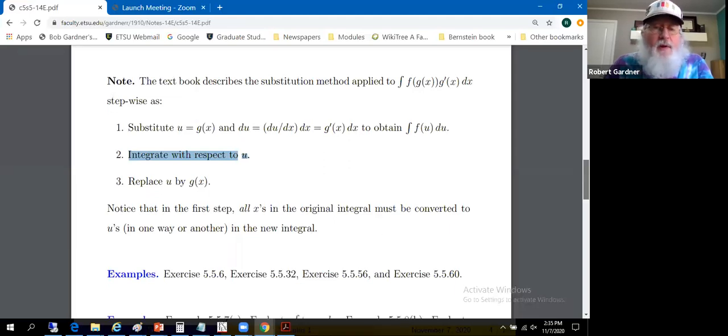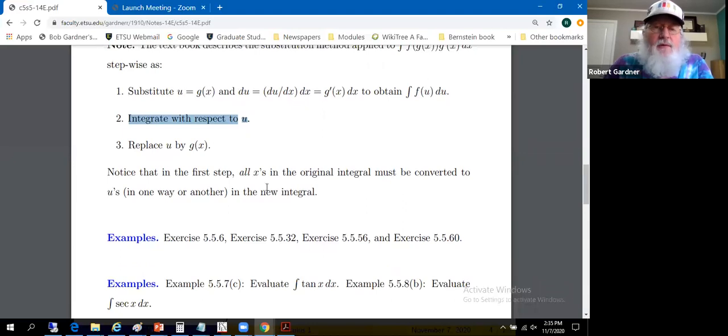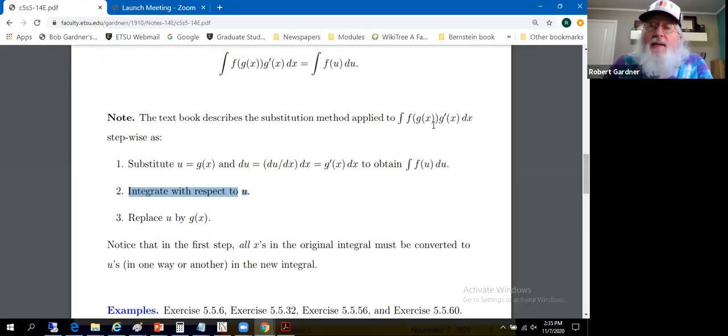Okay. I made a comment earlier. All the x's have to become u's, not just some of them, when you make the substitution to convert things into u's. I got to get rid of all of the x's. They either got to go in the g of x part or the g prime of x part. If you've got x's left over beyond that, you've got a problem. Then you can't do it with u substitution.